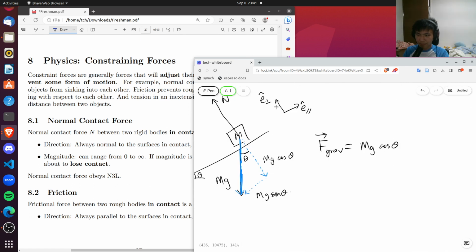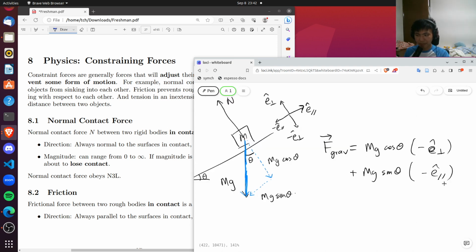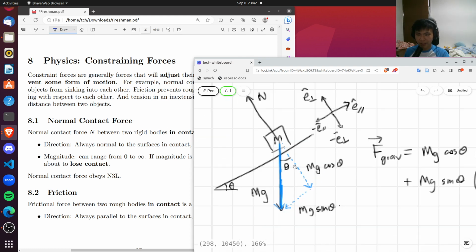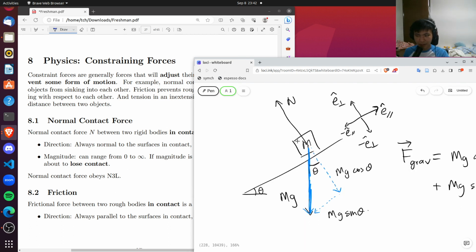If I really wanted to be mathematically precise, I would say that the gravitational force is equal to the magnitude mg cosine theta times minus E perpendicular hat, plus the magnitude mg sine theta times minus E parallel hat. The reason for these minus signs is because E parallel and E perpendicular are pointing towards the top right as positive and towards the top left as positive. So if I want down right and down left, we must add a minus sign to flip the vectors. So this is minus E perpendicular and this is minus E parallel. Okay, so if I wanted to write a vector equation, this would be it. But for most of these questions, drawing a diagram and labeling the components like that would be enough information.